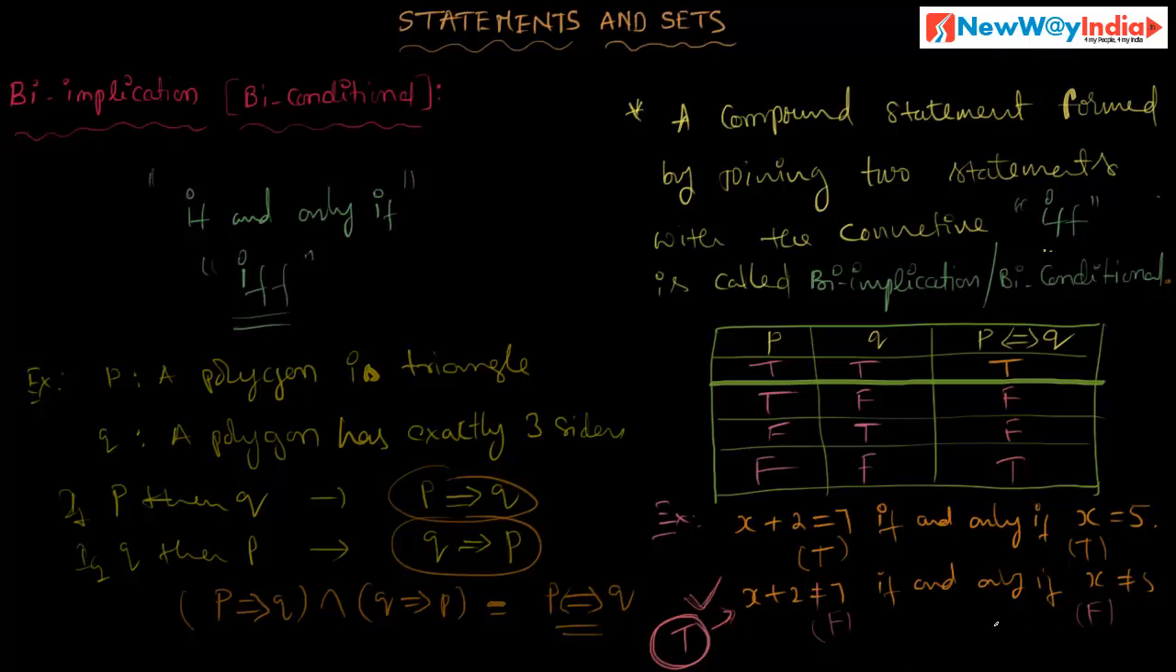So it is true when P and Q have the same truth values; here P and Q have the same truth values, and the biconditional gives the true value. In the remaining cases it is false. That means if P and Q have opposite truth values, then P if and only if Q is false.